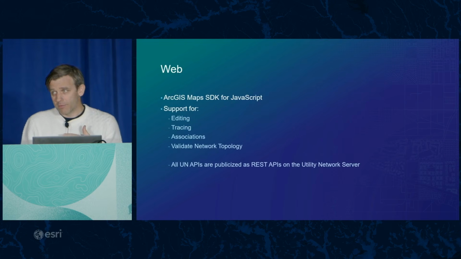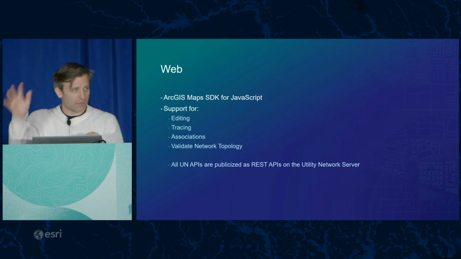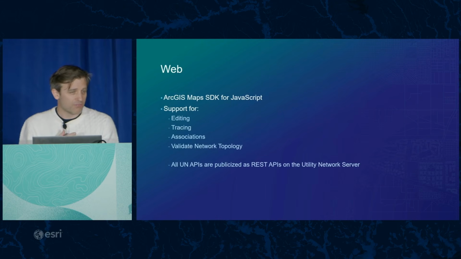You can use it in the web. So this all circles back to that first diagram, right? The utility network's in the center, and everything connects around it. We have the ArcGIS Maps SDK for JavaScript. That's how you access things through the web. It currently has native support for editing, tracing, associations, and validating. There are always more enhancements coming along the way to the JavaScript SDK.